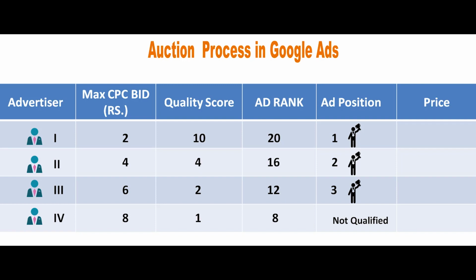This is the beauty of Google Ads. Now, there is an important question. How much will the first advertiser be charged? Will it be an amount equal to the maximum bid or less than that? One thing is very clear, that they will not be charged the maximum bid amount. They will definitely be charged an amount less than their maximum bid. But how will this amount be calculated? Let me show how Google makes these calculations.